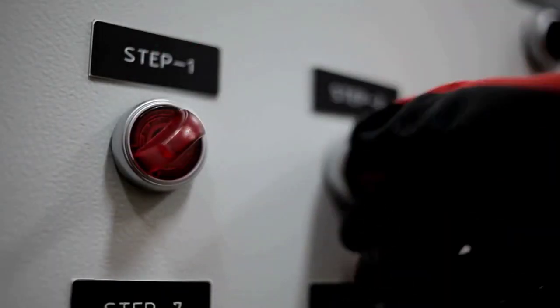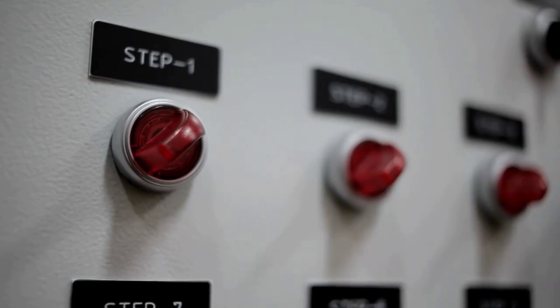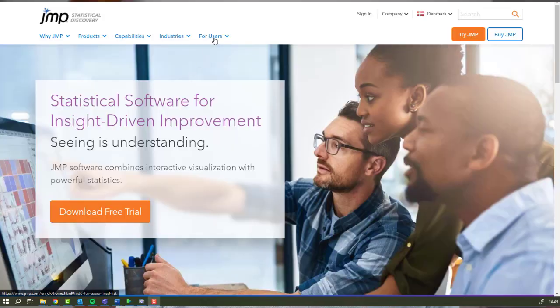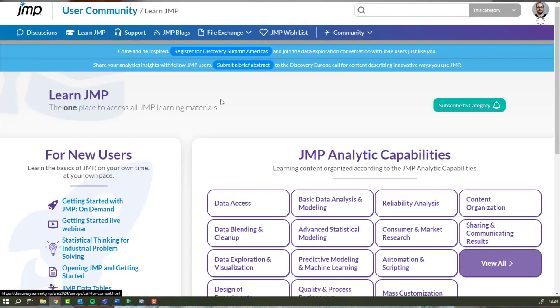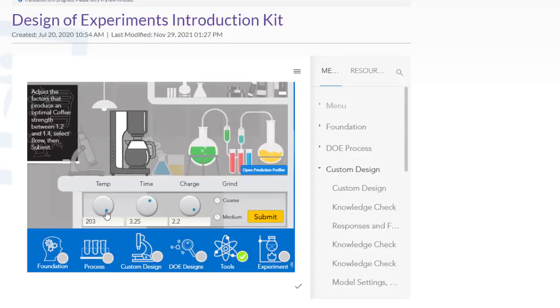An optional step 2 is if you are unfamiliar with the terms responses and factors, here's our 5-minute article where my colleague Phil K drops helicopters and explain these terms really well. Step 3 would be to go and do the Jump DOE intro kit, which takes 55 minutes. The Design of Experiment Introduction Kit is a free interactive platform that through several examples helps you understand the basic concepts of DOE. Through simulators, you get to conduct experiments to predict desired outcomes.